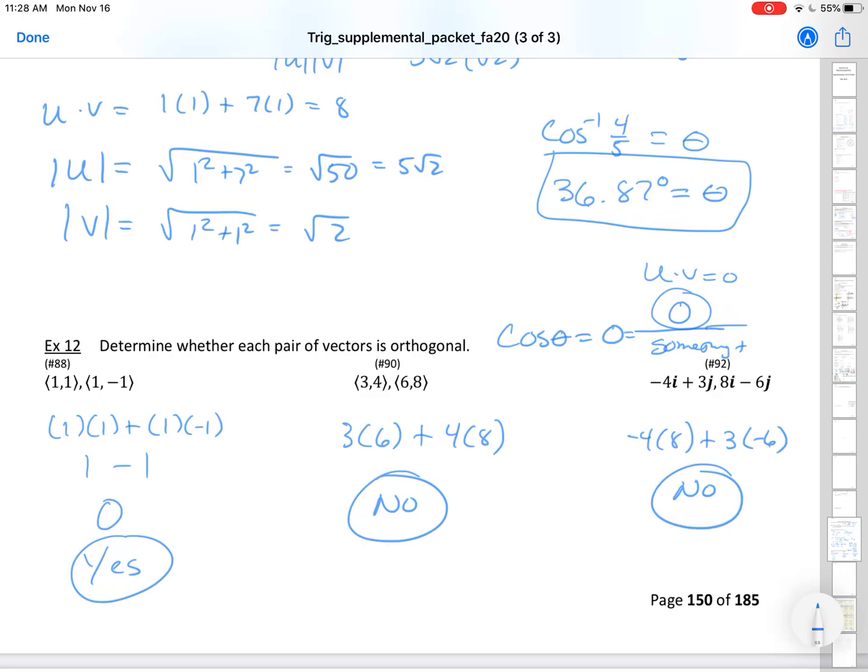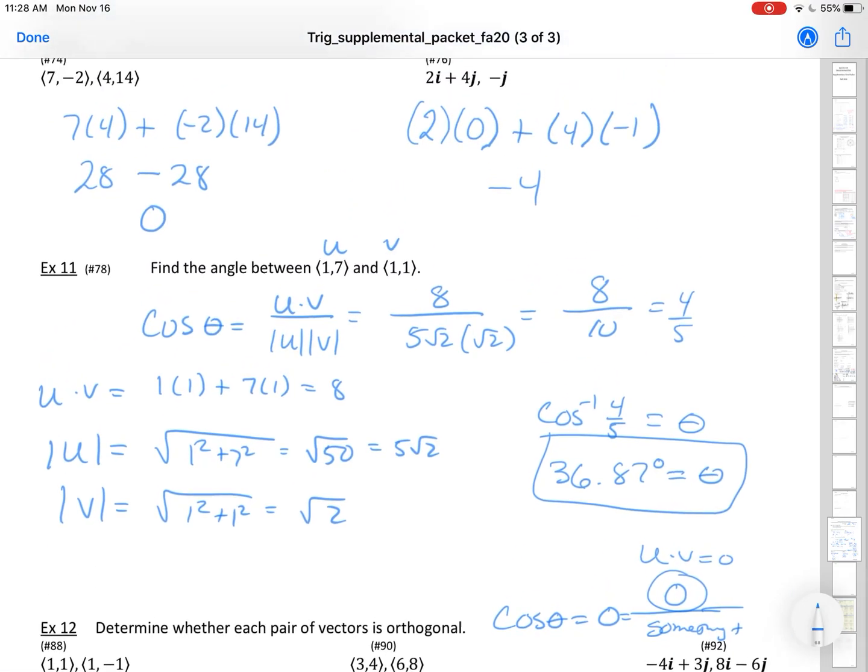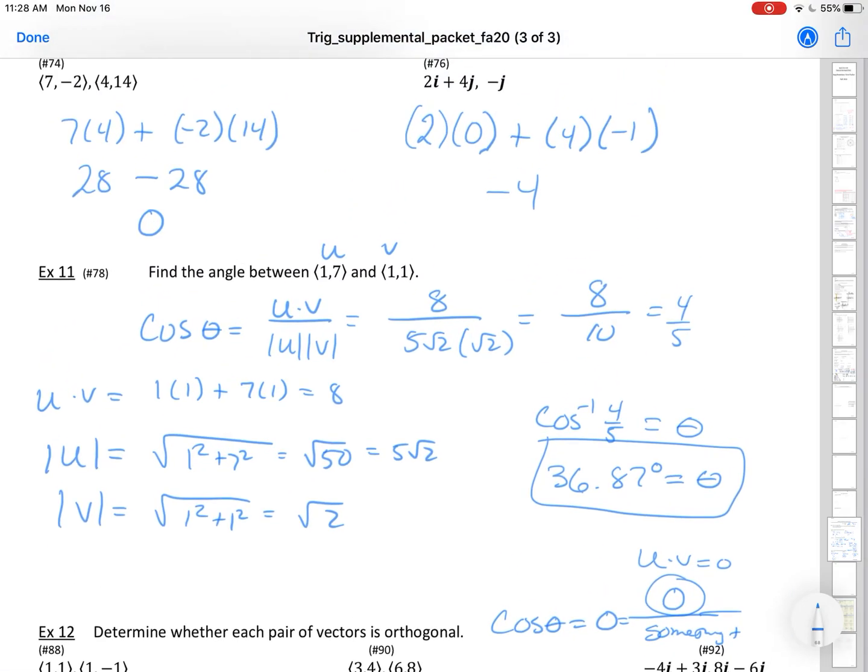So that is what we're looking at to finish out the 7.4 section, just this idea of dot products and how they can really help us out. So try the 7.4 homework. Let me know what questions or concerns arise.